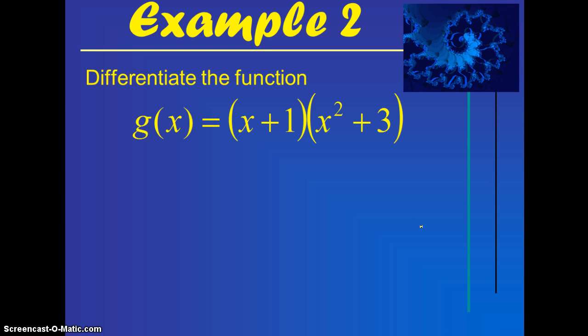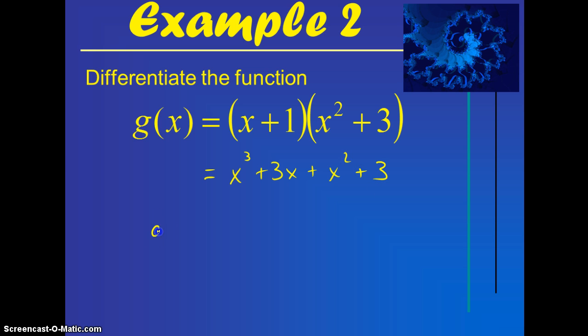Alright, so then this guy. Be careful, don't just say it's 1 times 2x and the answer is 2x. Technically what we should be doing in this problem is foiling. So x times x squared is x cubed, x times 3 is 3x, plus x squared plus 3.